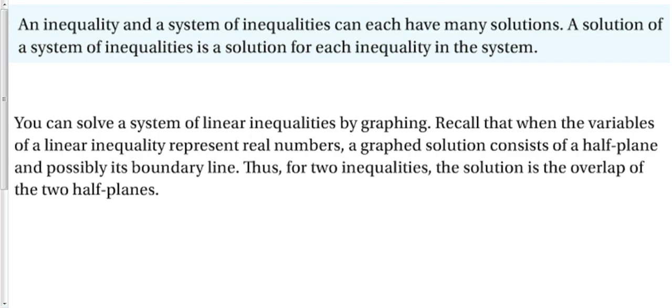So we're going to focus on solving a system by graphing. Recall that when the variables of a linear inequality represent real numbers, a graph solution consists of half a plane and possibly its boundary line, either a solid line or a dotted line, depending on whether it is greater than or less than, or greater than or equal to and less than or equal to. Thus, for two inequalities, the solution is the overlap of the two half planes. We'll see how this works right here.